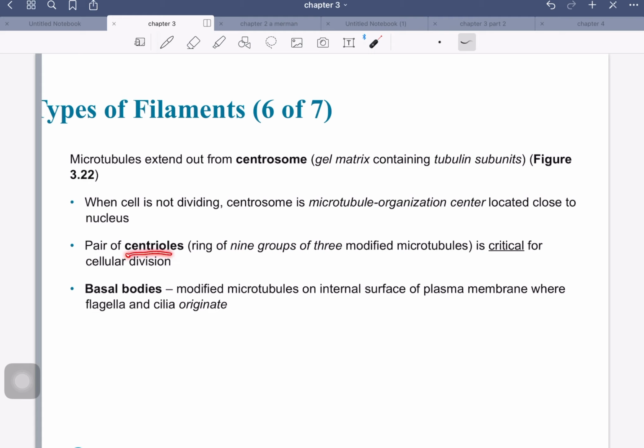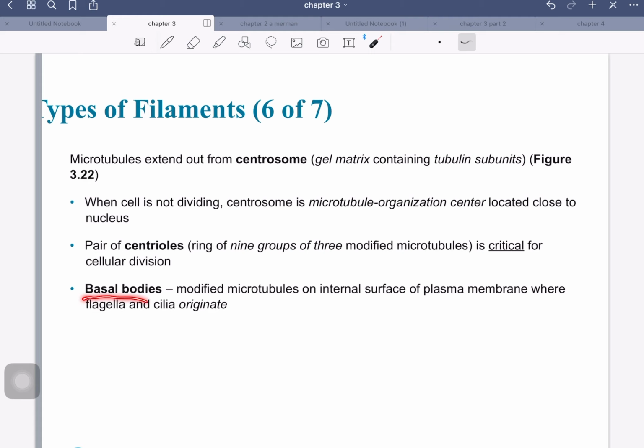And the centrioles come in pairs, and it's really a ring of 9 groups. Okay, this is going to get confusing in a second. There's 9 groups of 3 modified microtubules. So there's subunits where 3 microtubules come together, and it forms this triplet of them. And then there's 9 of them that come together to form the final structure. We'll have a look at that. And the centrioles play a big role in cellular division, which we talk about down the road.